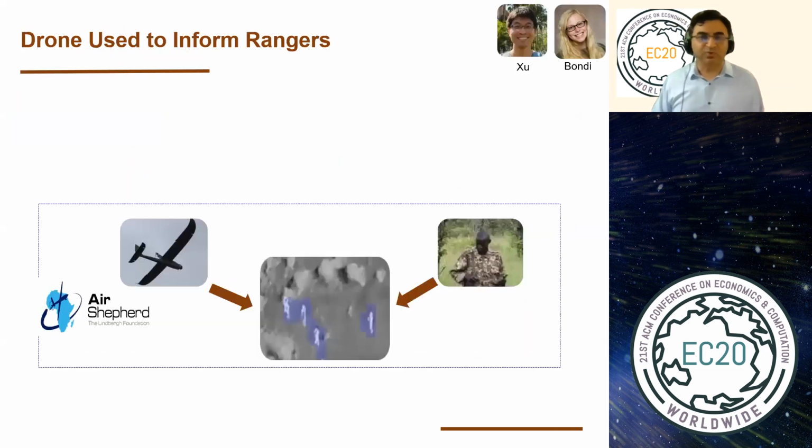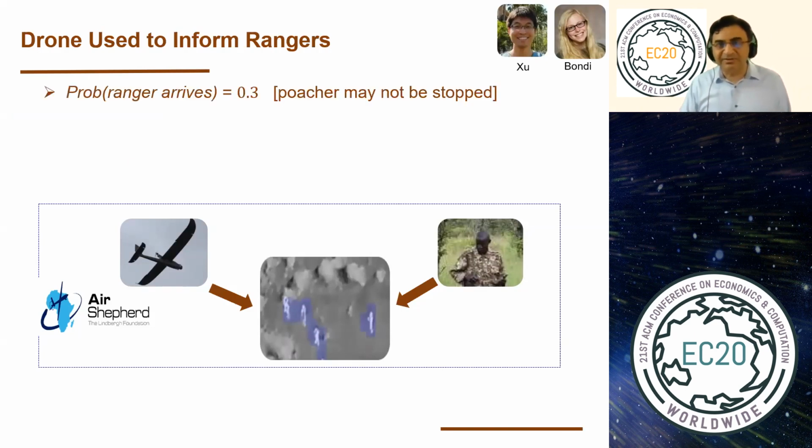So this is how it's supposed to work. The drone will fly overhead and automatically detect poachers. We alert rangers to bring them in. Unfortunately, the probability that a ranger may arrive is small, for example, 0.3. So there's a high chance that a poacher may not be stopped.